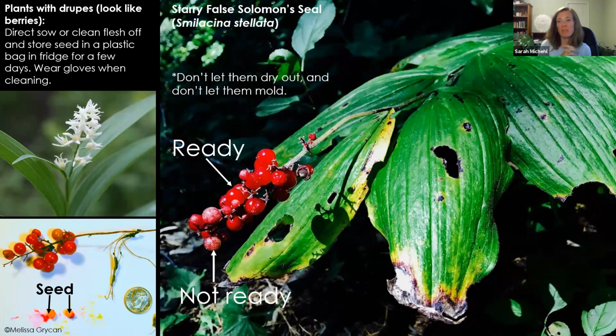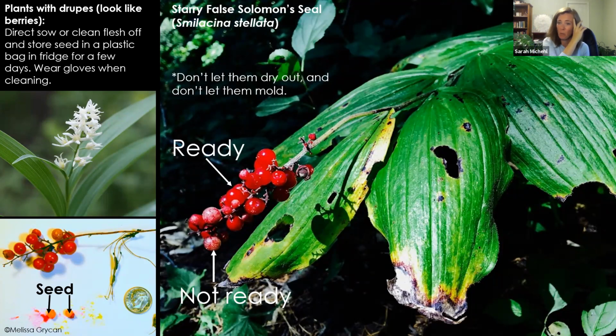How do we know when these are ready? So this is one of the false, like starry false Solomon's seal or something. And you see this in the woods right now, which is pretty cool. In September, you see these bright red clusters that really catch your eye. And we know they're ready to be collected when they're bright red, and they're going to be a little bit mushy to the touch.